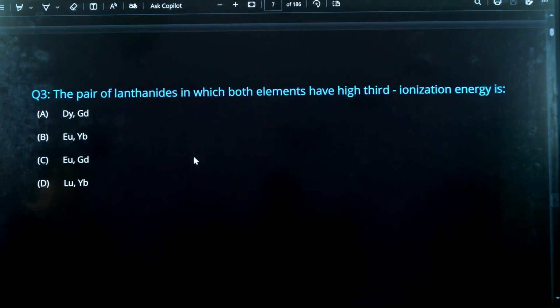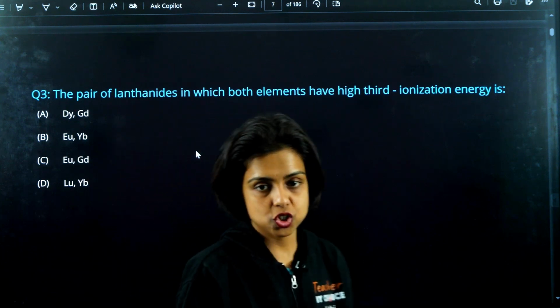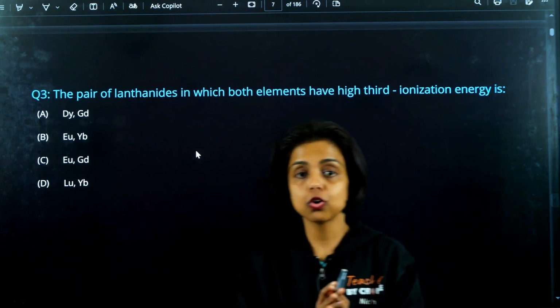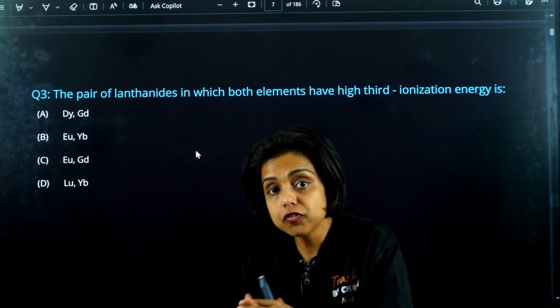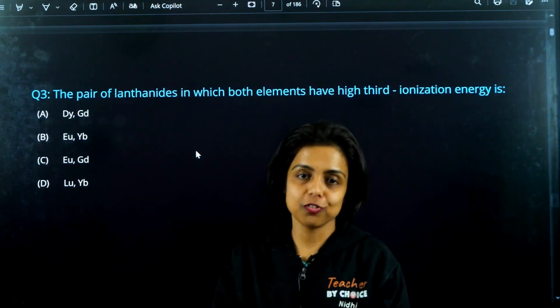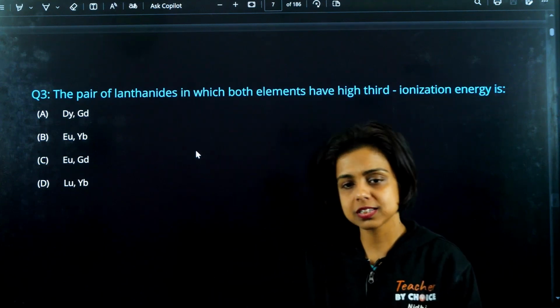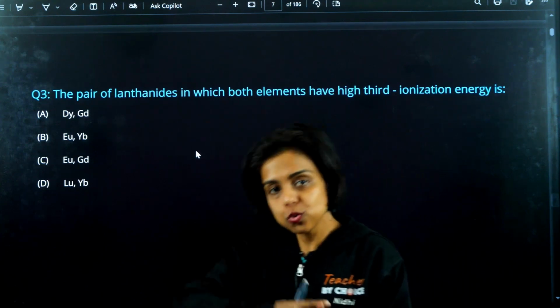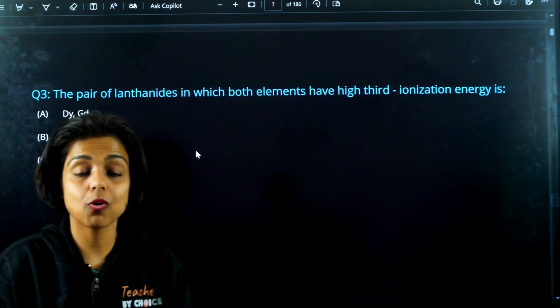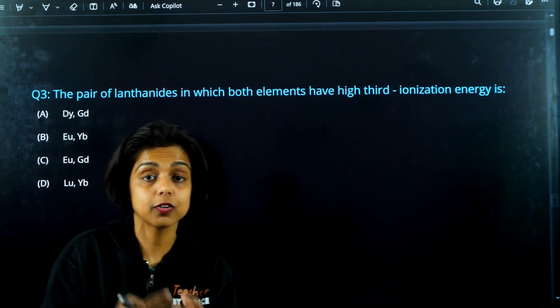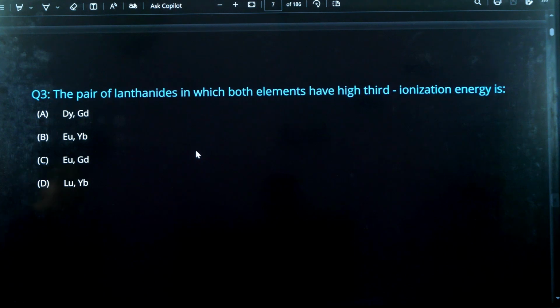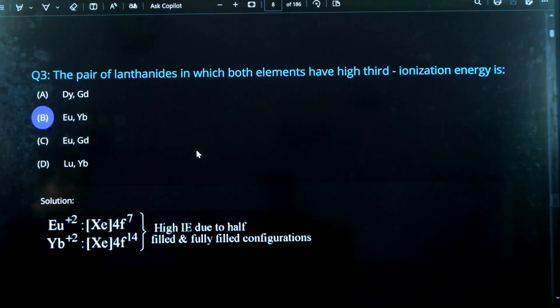Okay, now the next: the pair of lanthanides in which both elements have high third ionization energy. So basically you have to figure out those lanthanides which after losing 2 electrons acquire a stable configuration, right? And we very well know these elements. After losing 2 electrons, as 2 positive ions, they acquire a stable configuration. So it is very difficult to remove the third electron, and the elements indeed are europium and ytterbium.